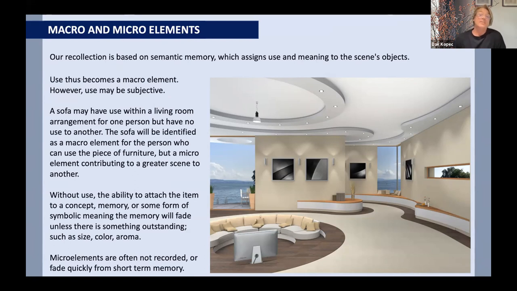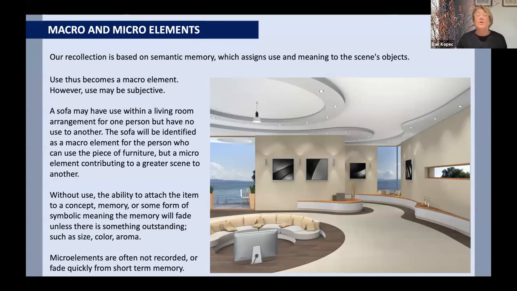So that's easy to fix. You didn't have to have a curved sofa. You could have made that sunken area more rectilinear so that you could make that happen. Or you could have extended it to make it longer. And so that's the use. The sofa is identified as the macro element for the person who likes that piece of furniture or likes to use that piece of furniture.